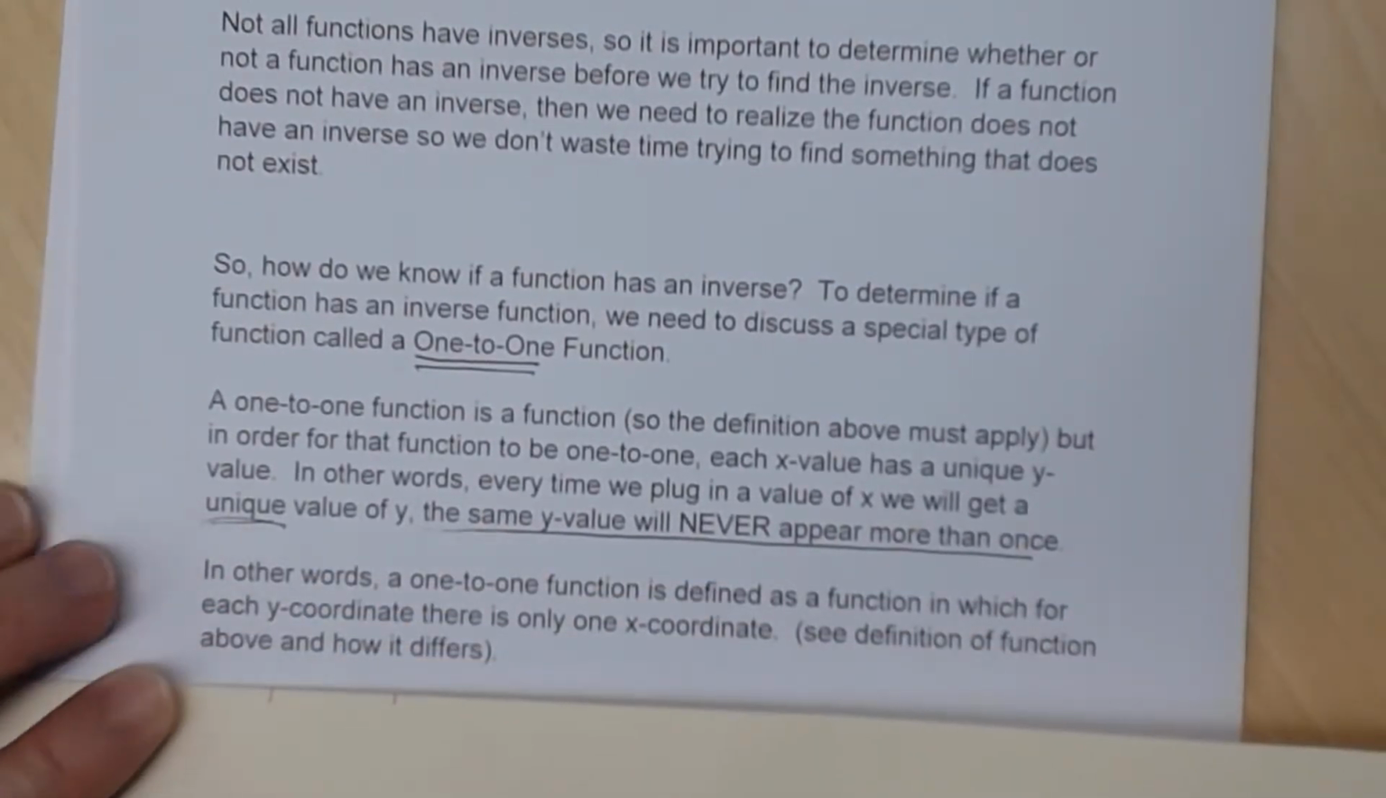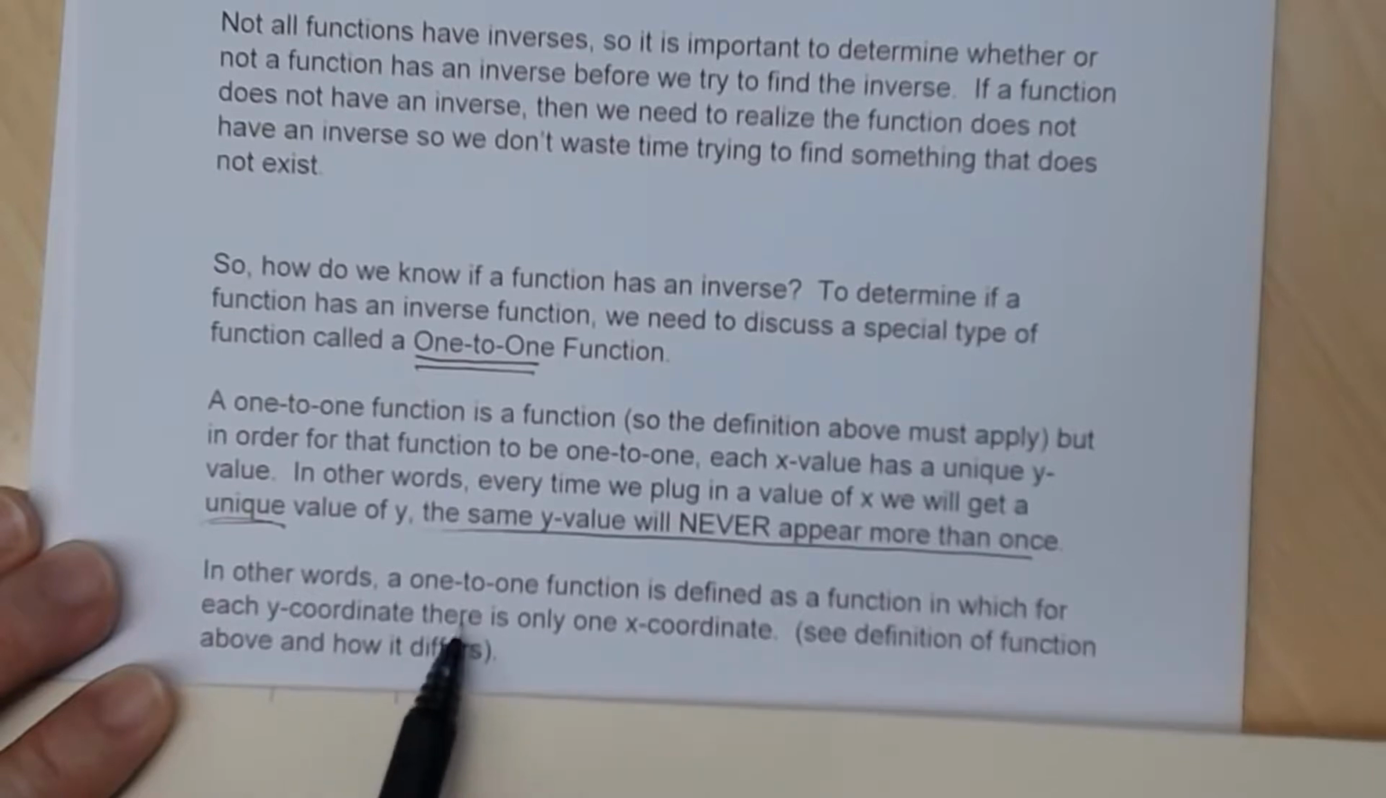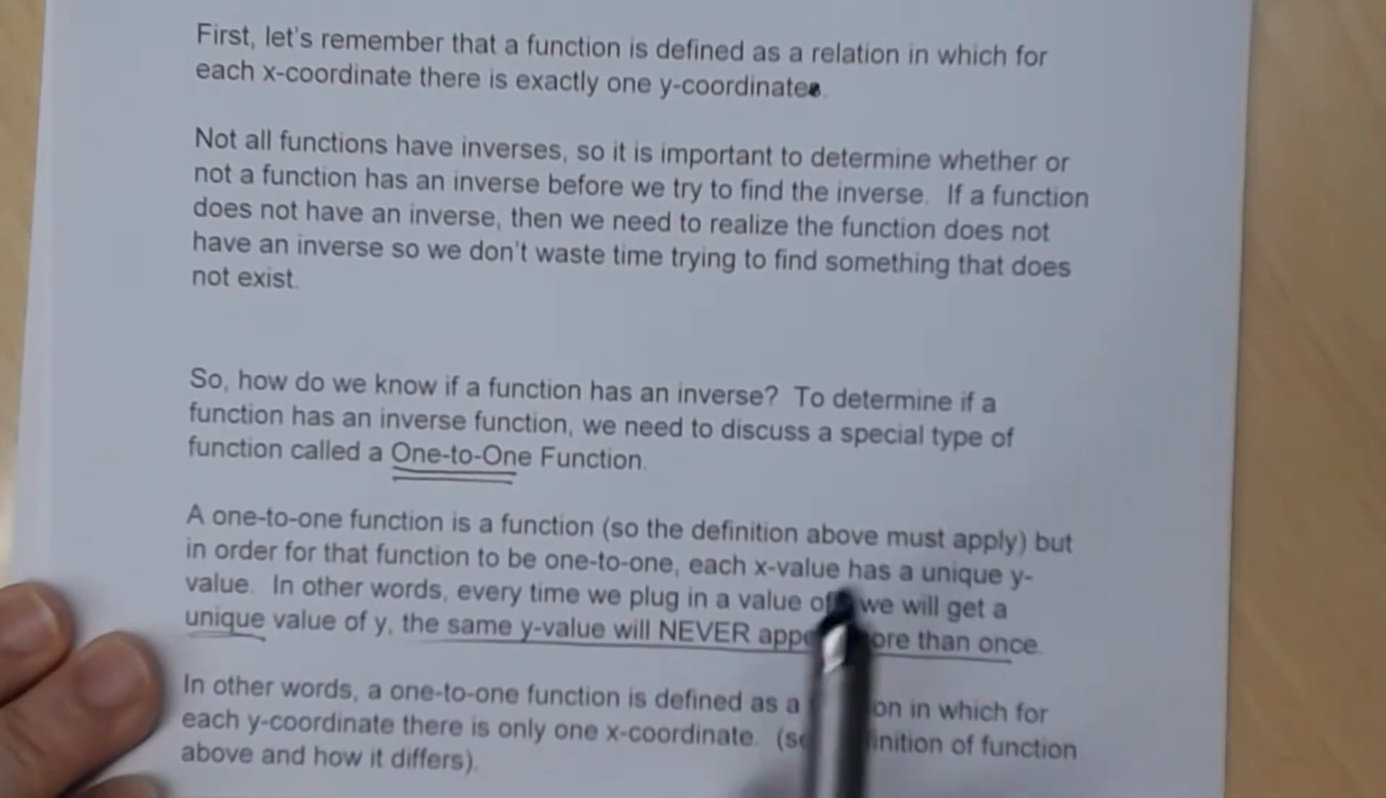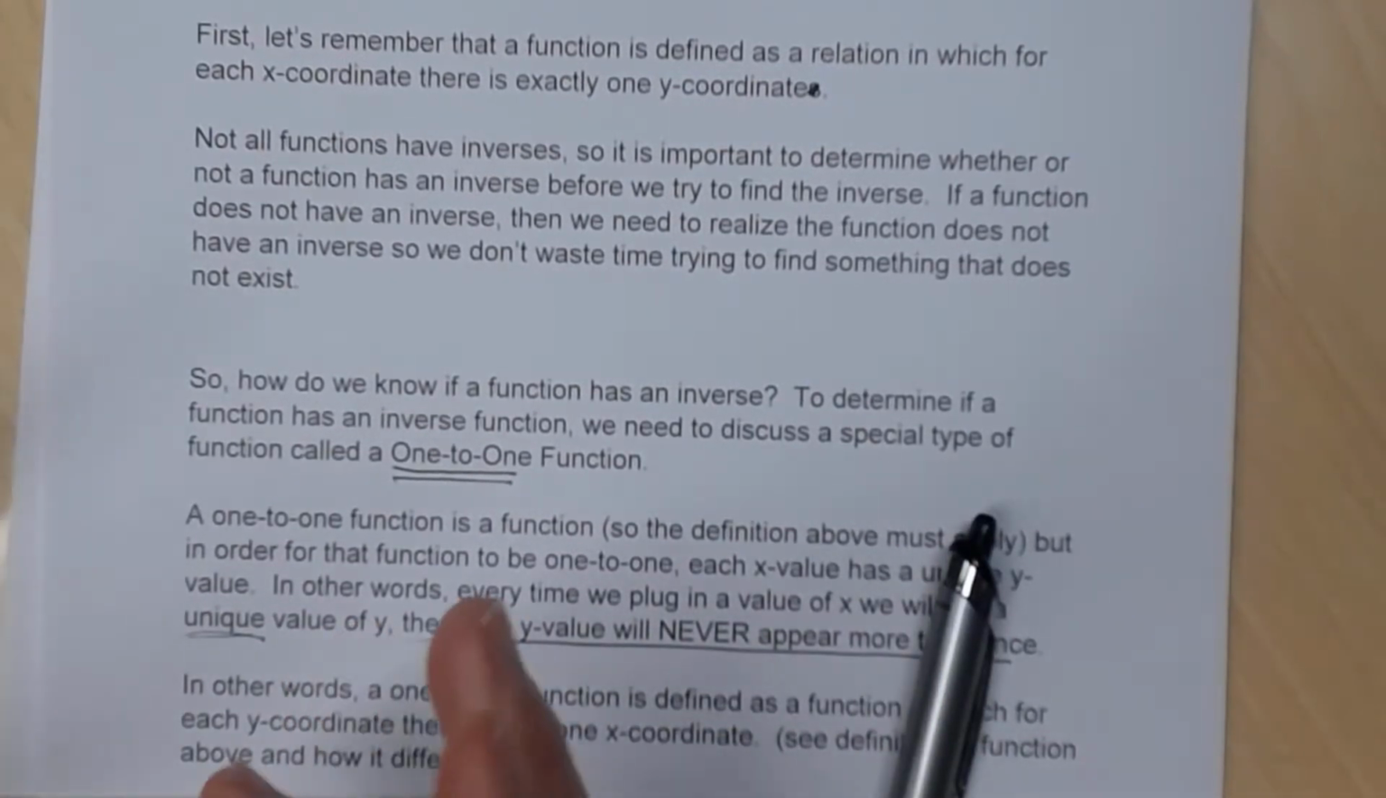So in other words, a one-to-one function is defined as a function in which for each y coordinate there is exactly one x coordinate. So see the definition of function. Remember in the previous lesson we said that an inverse function undoes what a function does. So we said that the x becomes y and the y becomes x.